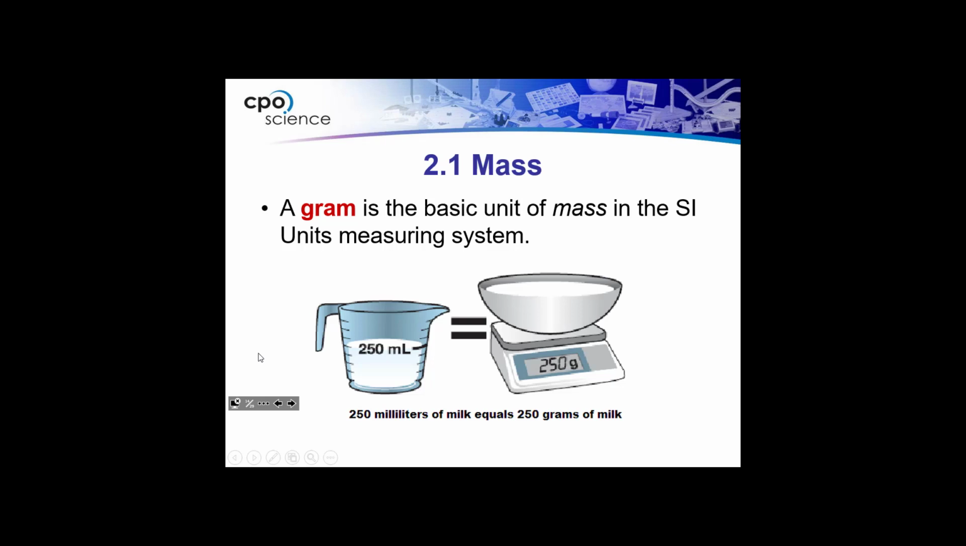For water, 1 milliliter equals 1 gram. So if we have 250 milliliters of milk, we have 250 grams of milk. This is kind of leading to liters, our unit for volume.